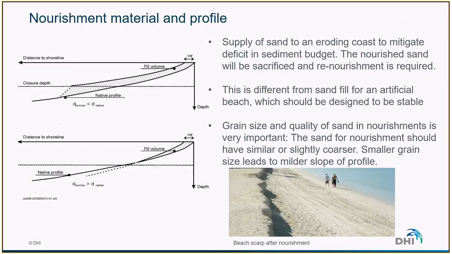The success of a nourishment depends a lot on the type of sand that is used for nourishing. And we typically try to use sand for nourishments which is similar or slightly coarser than the natural sand. If the borrow sand is finer, it will tend to form a flatter profile, and it will require a lot of sand to have a certain beach width. If the sand is coarser than the natural sand, then for the same beach width, it will reach the native profile much quicker.